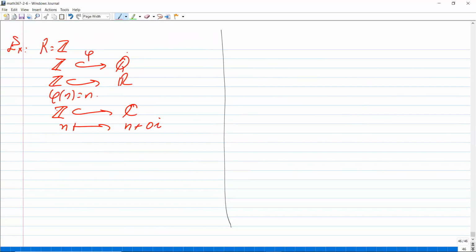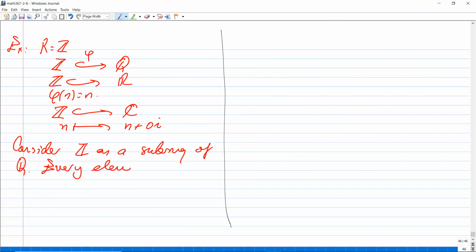And let's consider this. Consider the rational numbers. Consider Z as a subring of Q. So we can write every element of Q as of the form R over S, where R and S are integers. Yes, as we know this.